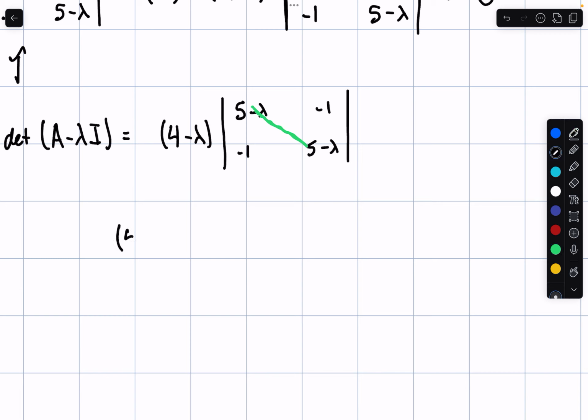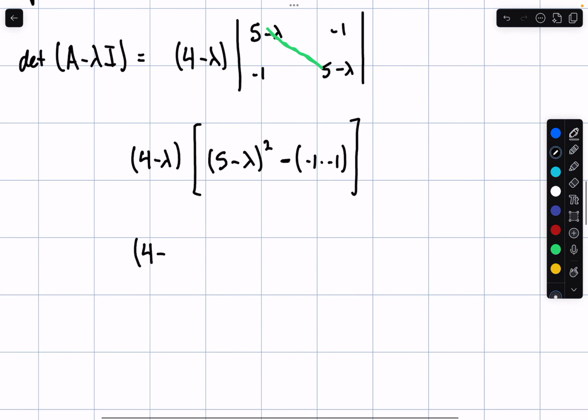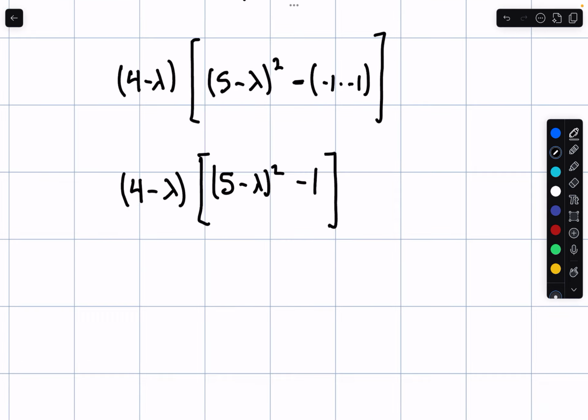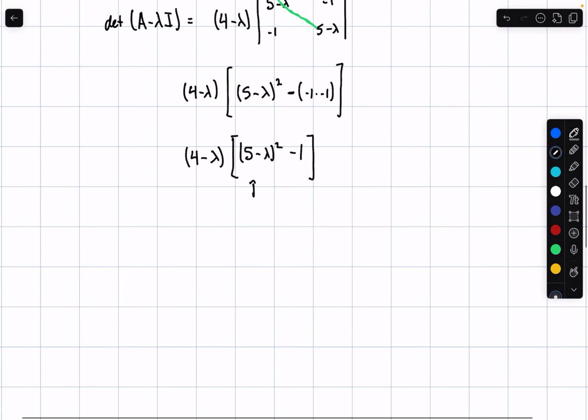So we're going to end up with 4 minus lambda times 5 minus lambda times 5 minus lambda. We can write as 5 minus lambda squared, minus -1 times -1. And so what this gives us is 4 minus lambda times 5 minus lambda squared minus 1. And so what we could do is expand this all out, multiply these all out, and then reduce it again and factorize it to get our roots.